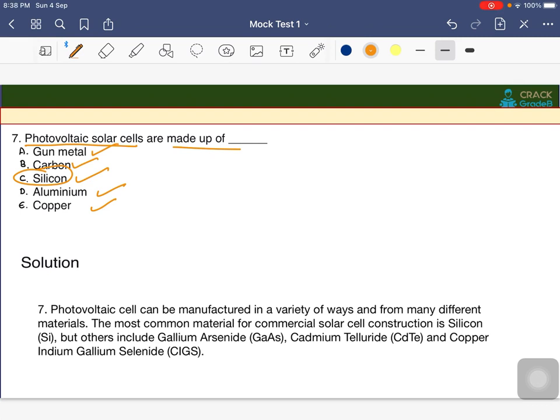I will tell the principle behind photovoltaic cells. Photovoltaic cells, or solar cells, consist of silicon material cells on which the sunlight falls, and the direct current is converted into AC current. Only then can we use this current in our daily life, right? That is called photovoltaic cells. It is mainly made up of silicon. Apart from that, we also include gallium arsenide, cadmium, copper indium gallium selenide, etc.